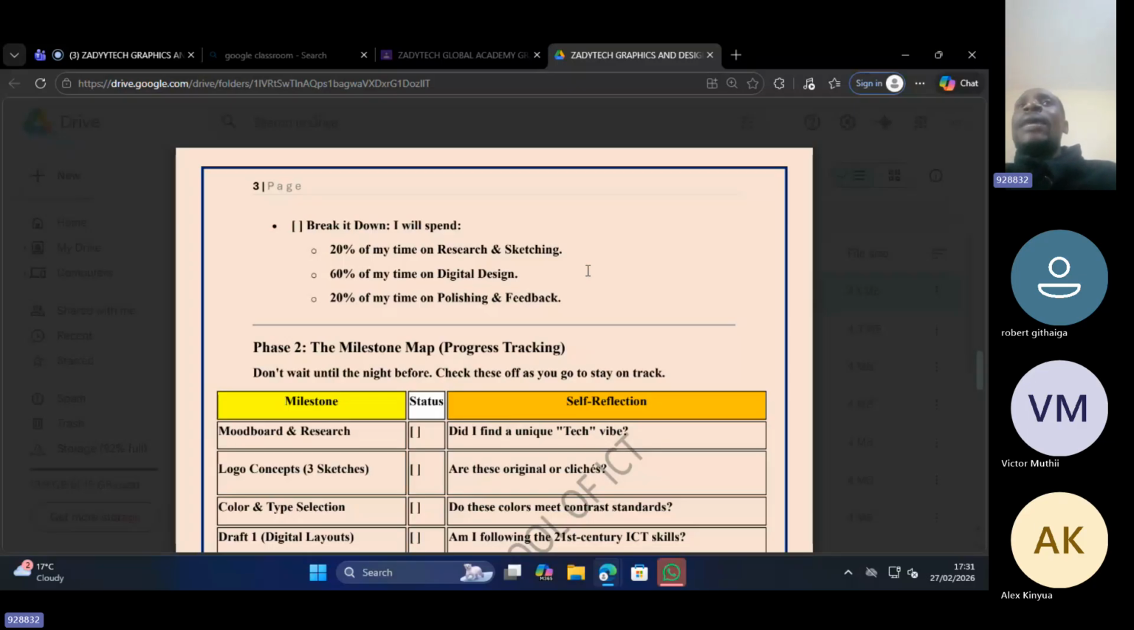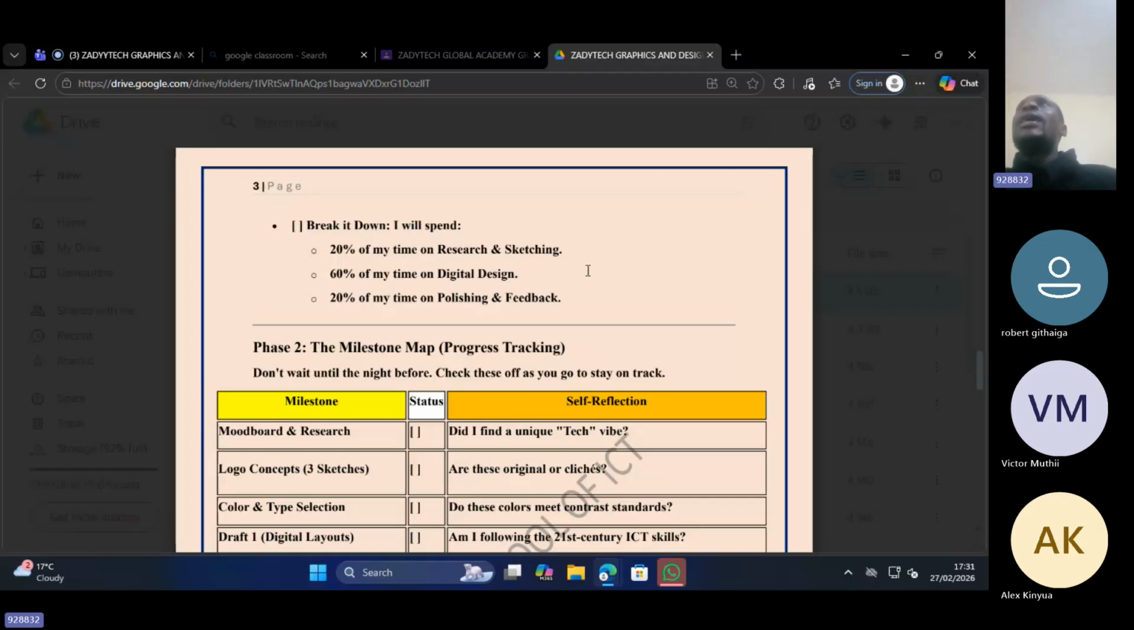You can just divide your time if you are working within 2 hours or 3 hours or in a single day. Take 20% of your time to do the research, so that you can have a clear picture, a clear visualization of how this design should look. Yes, how they resemble.